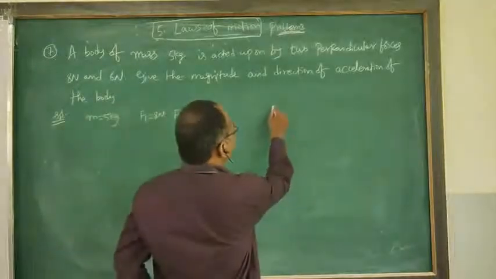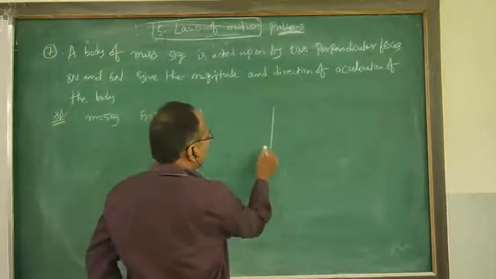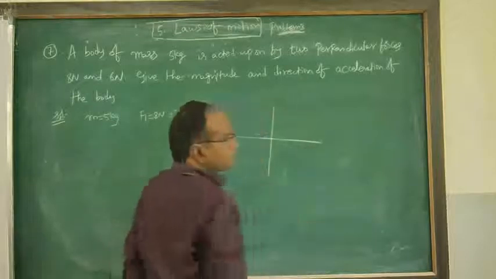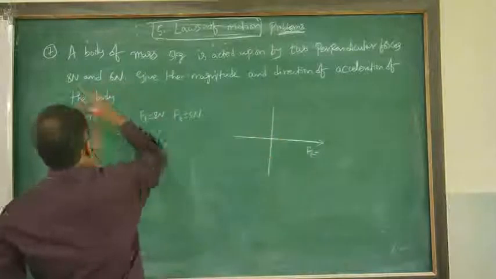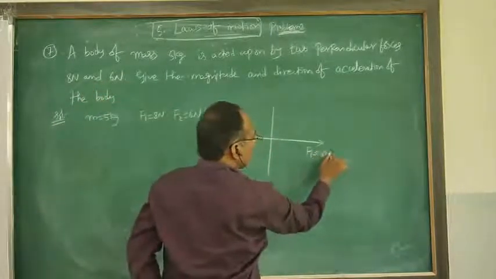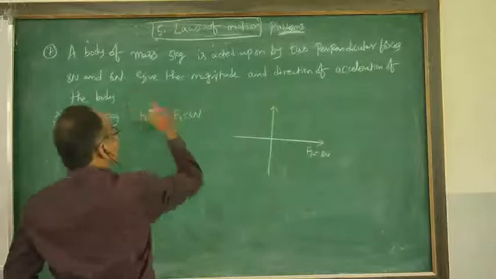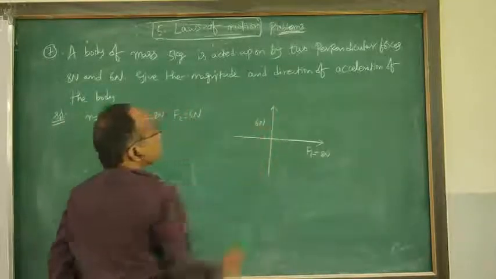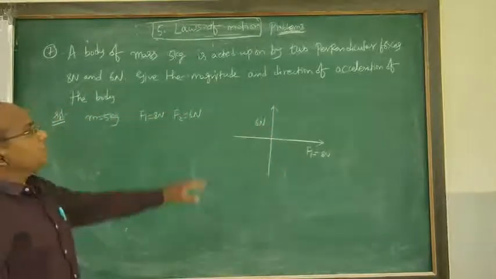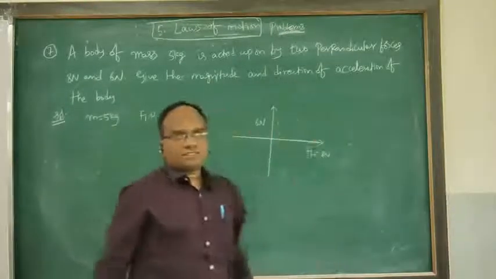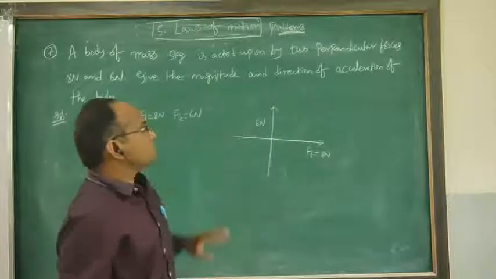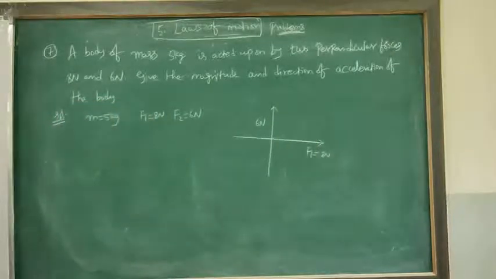Two perpendicular forces. The first one is given as 8 Newton, and the other one is given as 6 Newton. Next, they are asking for the magnitude of acceleration, as well as the direction of acceleration. So how to do this problem?